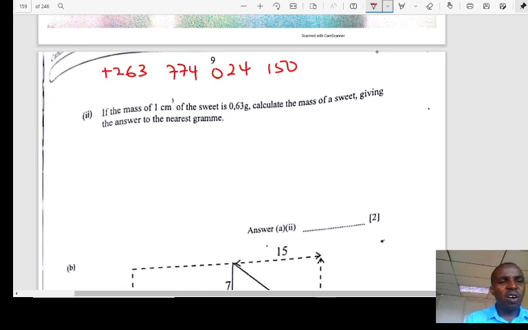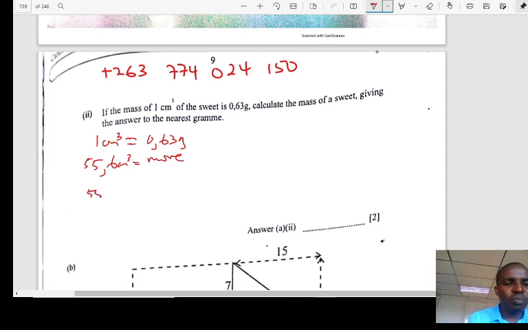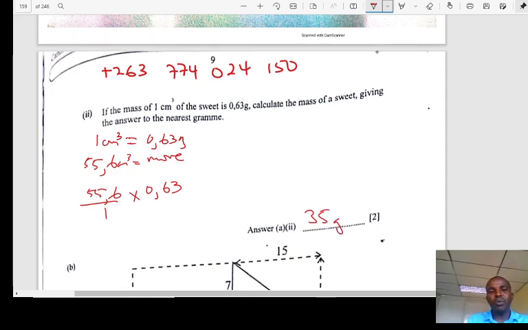Right, we have found our volume, so in this case just use proportion. 1 cubic centimeter is equal to 0.63 grams. Then what about 55.6 cubic centimeters? Obviously, it's more. So you say 55.6 over 1 times 0.63. Then you multiply 55.6 times 0.63. What do you get? 35 grams, correct to the nearest gram. So it's 35 grams. Put units, please.